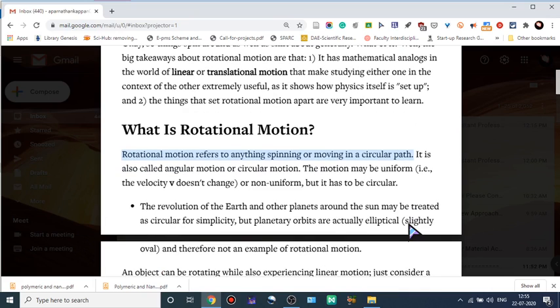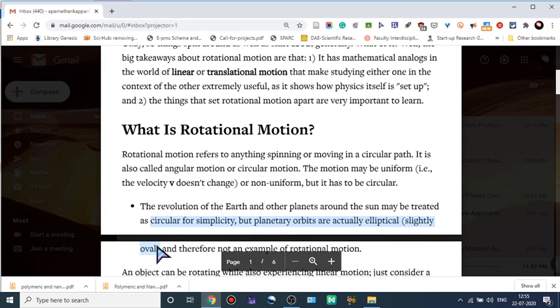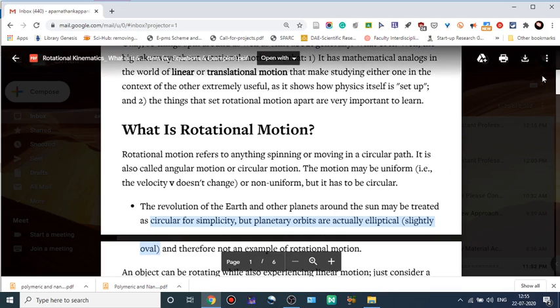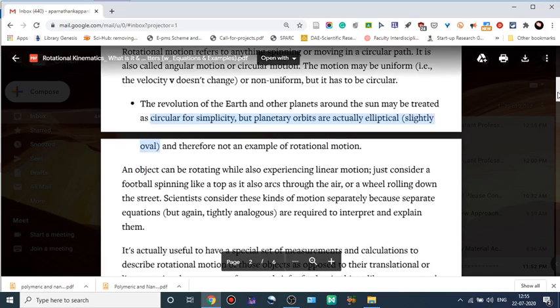The revolution of the earth and other planets around the sun may be considered rotational motion, but actually it is not. Why? Because rotational motion is in a circular fashion, but actually the orbit is elliptical, a slightly oval shape. Actually it is not an example, but if we consider it circular, we may take it as an example of rotational motion.